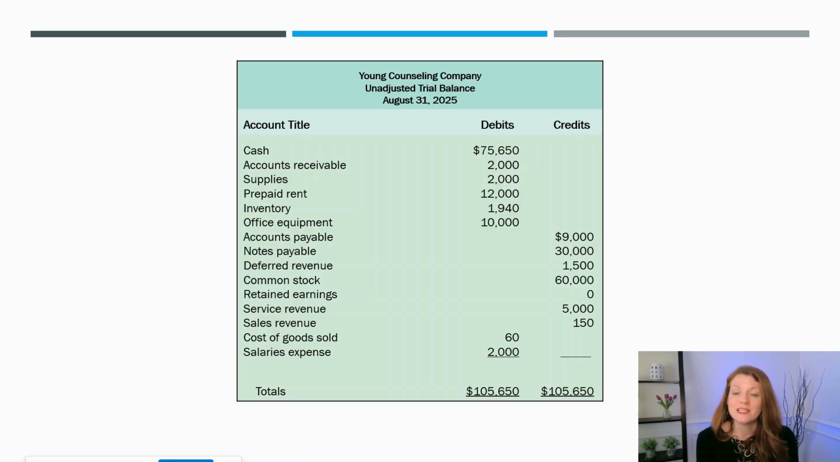So next, in the next video, we'll start looking at the adjusting entries so that we can reach our adjusted trial balance.